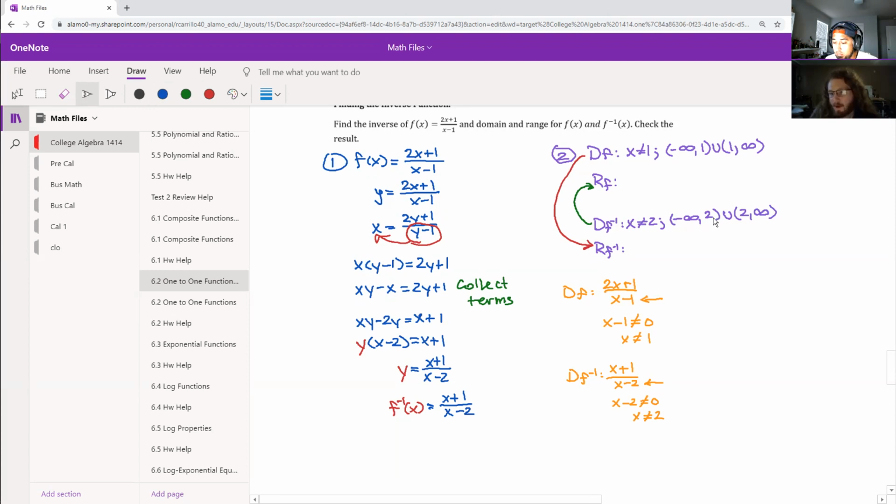And then this part here is also our range of f, negative infinity to 2 union 2 to infinity. And our domain of f is the range of f inverse, negative infinity to 1 union 1 to infinity. And you're done. Any questions on that? I went a little fast.